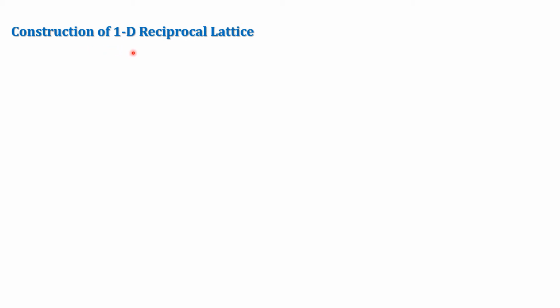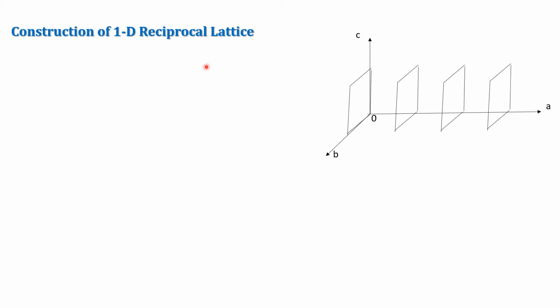Here we discuss construction of one-dimensional reciprocal lattice. For that, we use direct lattice planes. We consider a set of parallel and equidistant planes which are perpendicular to the A axis and parallel to the B and C axes. Therefore, the Miller indices of these planes are 100, 200 and 300 and so on. We construct an infinite number of such parallel planes along the A axis.